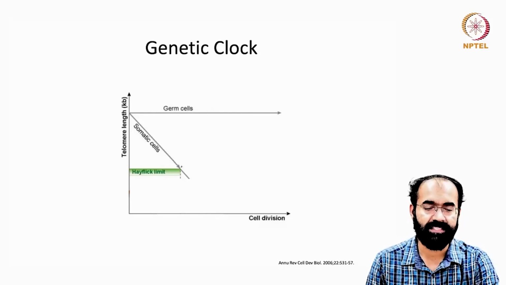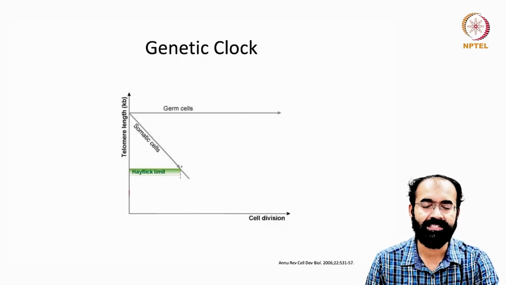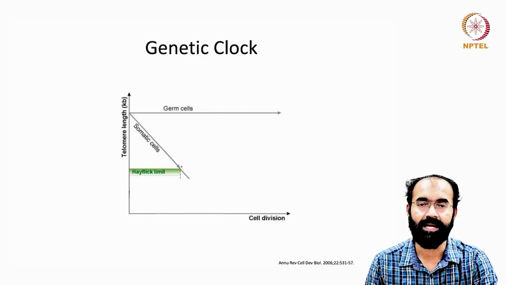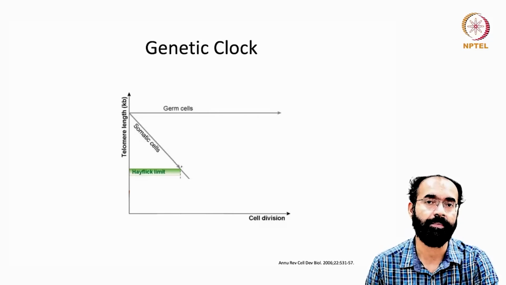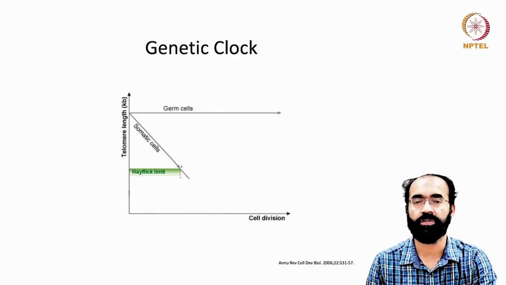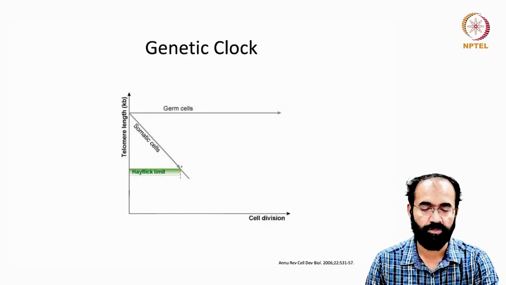So telomere length is given on the y-axis, and you have two groups of cells, germ cells and somatic cells. Cell division continues no matter which cell it is. Somatic cells also divide, germ cells also divide as time passes. Here technically you can say this cell division is the passage of time, or the age of the cell or the organism. If an organism is living, its cells will be dividing. So it will continue.